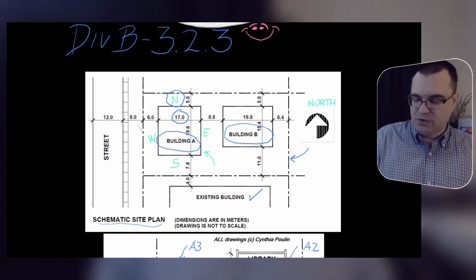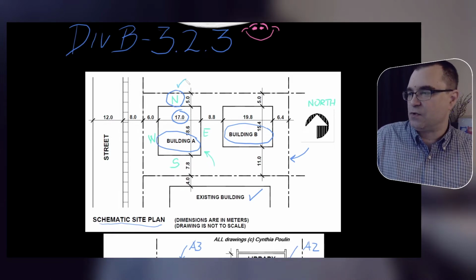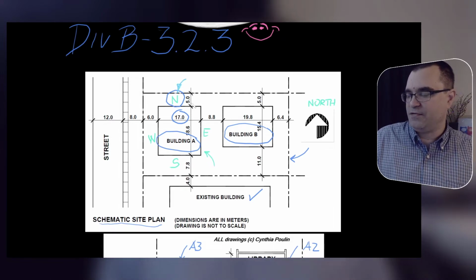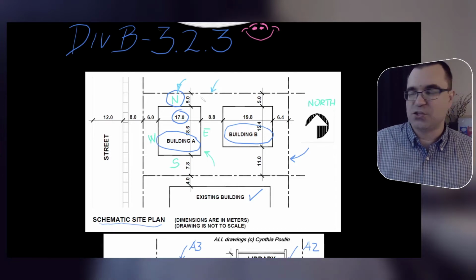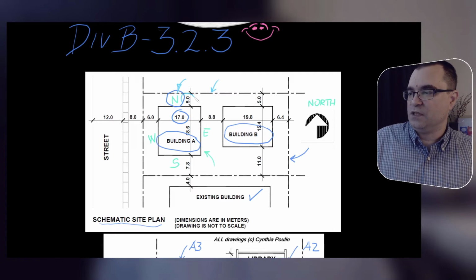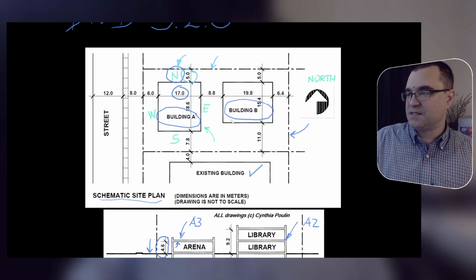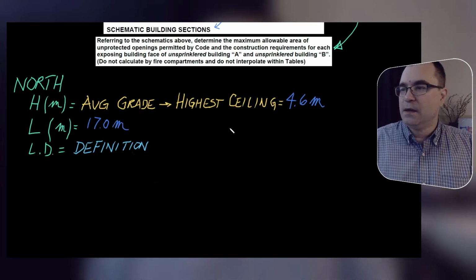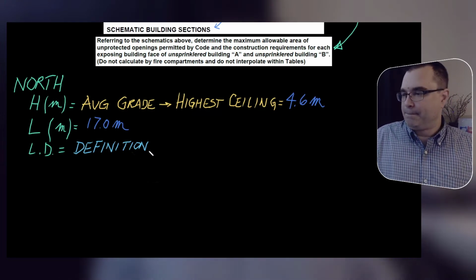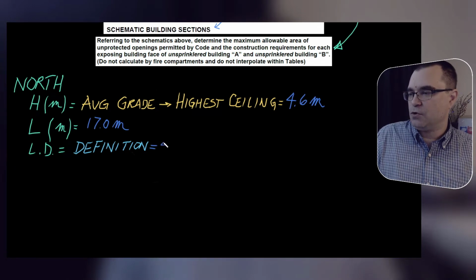So let's go look at what the north face of a building is showing us. So the north face again is right here. Okay, it's the north face, and it's facing a property line right here. That's all it's facing. So the limiting distance is 5 meters right there. That's what I'm going to show. I'm going to write down: limiting distance equals 5 meters.